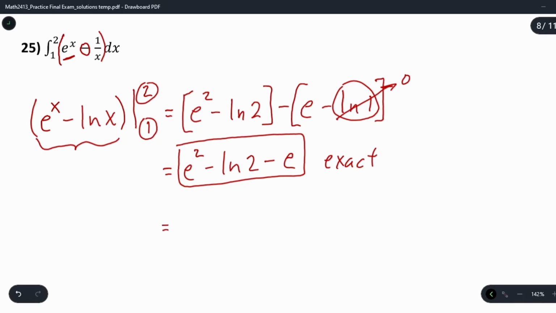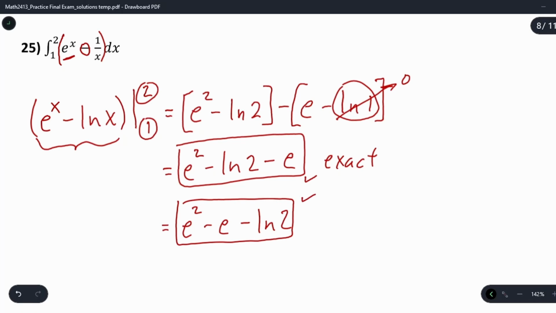And one quick note, you could also express this in this form. If you want to rearrange the terms, that's fine. Both of these answers are numerically equivalent, and so both would be given full credit.